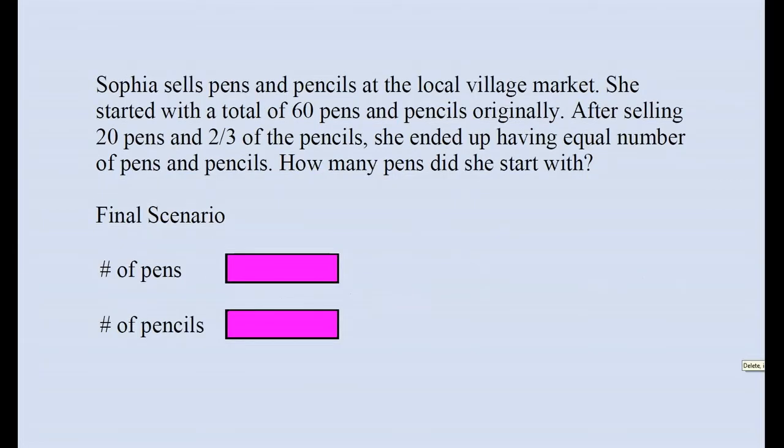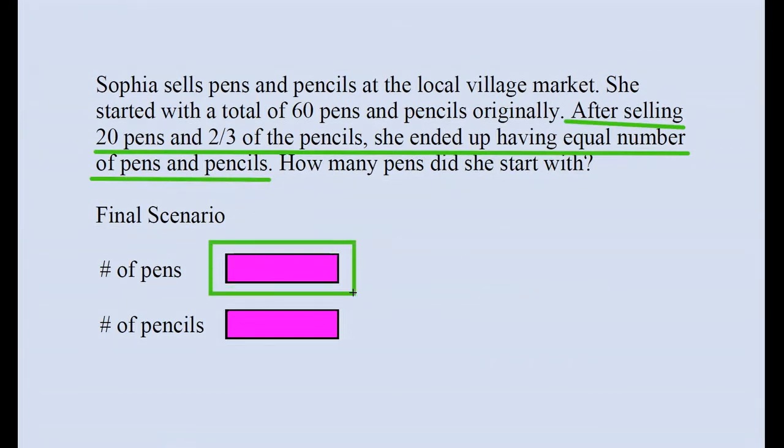We're going to work on this problem backwards. We're going to start with this scenario. After selling 20 pens and 2/3 of the pencils, she ended up having an equal number of pens and pencils. So this is the number of pens she had after she sold 20 of them. And after she sold 2/3 of the pencils, she ended up having this many pencils. And they are the same because the rectangles are the same size.